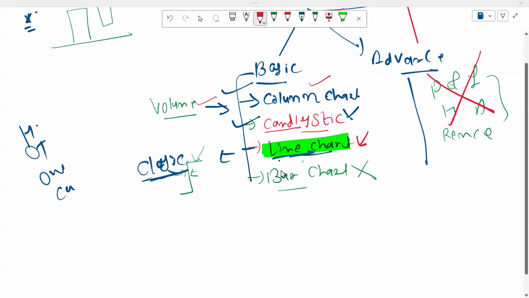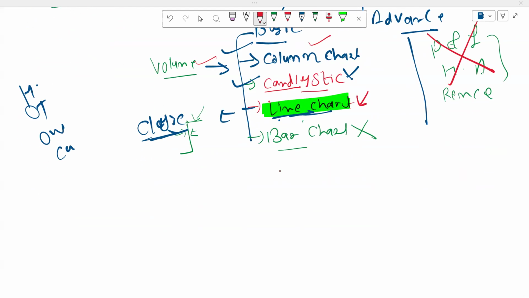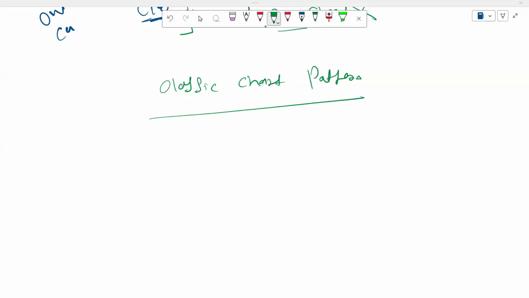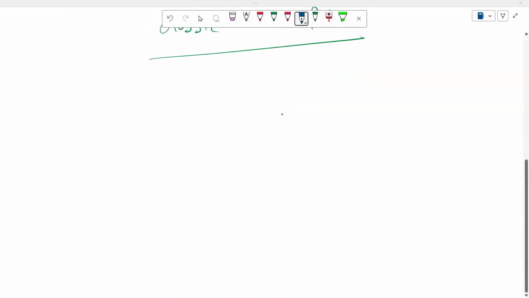Okay. So let's start the classic chart pattern, line chart. Okay, so these are the very important charts. Okay, so just try to understand the classic chart pattern. Okay, let me admit. Okay, yeah. I hope you are able to see the screen.